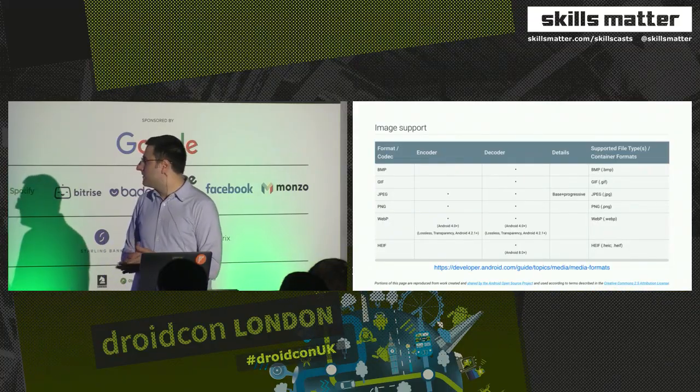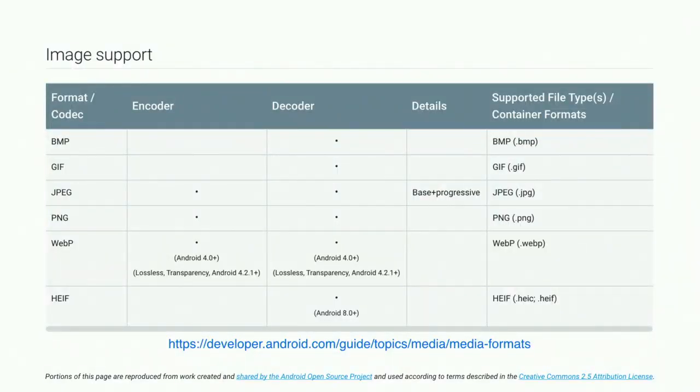The Android system out of the box supports quite a few formats already, like the most common ones: bitmap, GIF, JPEG, PNG. But if you want something else, for example WebP, it really depends on the platform. For decoding WebPs, it was only added with Android 4.0. And if you need more advanced features like lossless WebPs or transparency, it's 4.2.1. And for newer formats like HEIF, it's even only API 8.0+.